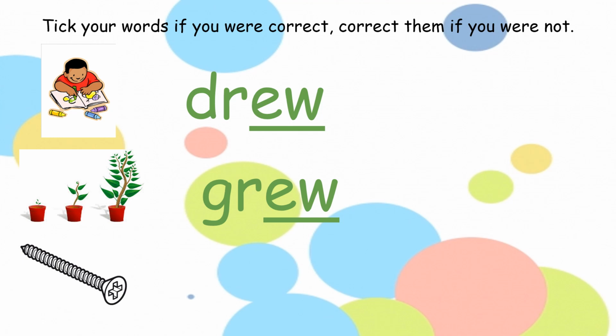And your last word is screw. How many sounds do you have in the word screw? Well done, we have 4. Hold up your 4 fingers. Let's say the word screw. Now let's pinch our sounds. S, k, r, u, screw. And there is the word. Tick your words if you got them correct. Write them correctly if you didn't, please.